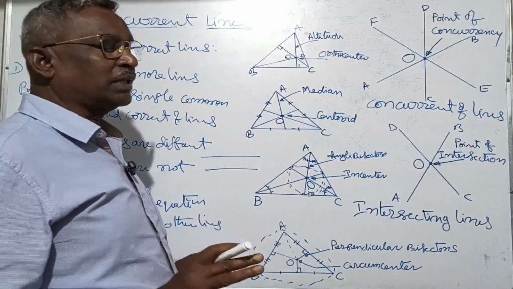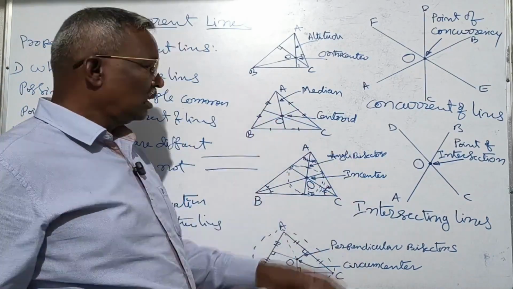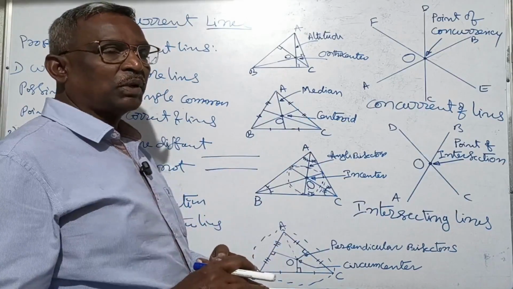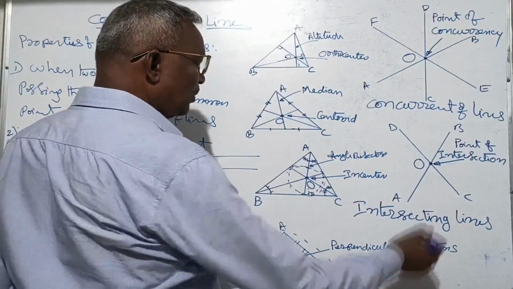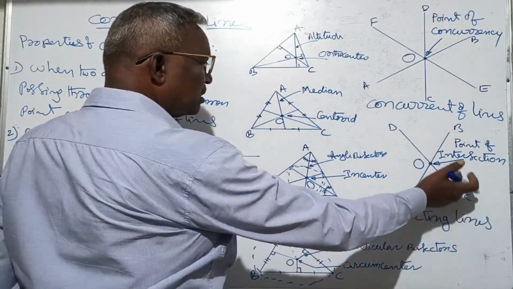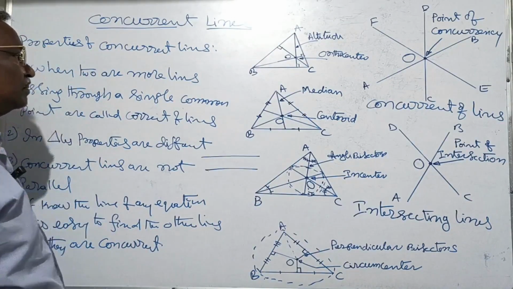Here, don't confuse anything. It is correct only. Two or more lines passing through a single common point are called intersecting lines. But while speaking of intersecting lines, it means that if two lines are intersecting, that is called intersecting lines. That point is called the point of intersection.